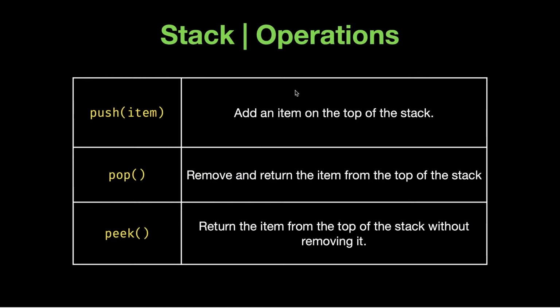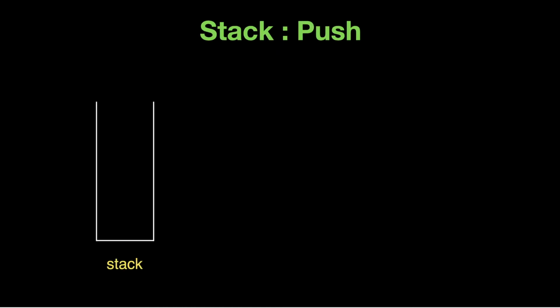So if we see the operations in a stack, the push operation adds an item to the stack. A pop operation will just remove an item and return it to you. And the peek operation, sorry, it will not remove, it will return whatever item is on the top of the stack without removing it, right? If we want to see what is on the top of the stack but we do not want to remove it, then peek is for you.